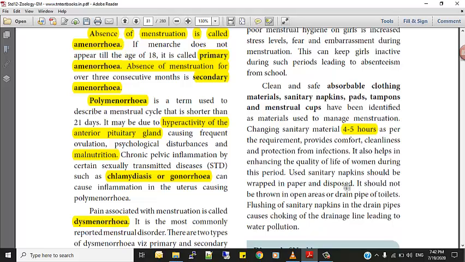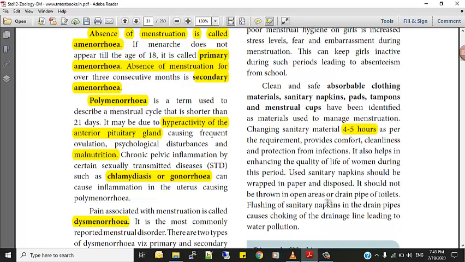You know that most of the municipality scavengers will come and pick up the garbage that we put. So whenever you are disposing, kindly ensure, everybody, not only the females, whoever it may be, kindly wrap the material in a paper, and then put it together in a paper bag, put a rubber band and then dispose it. It should not be thrown in an open area or drain pipes or toilet. This is very important.